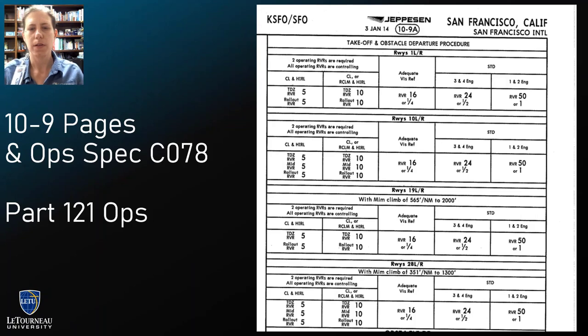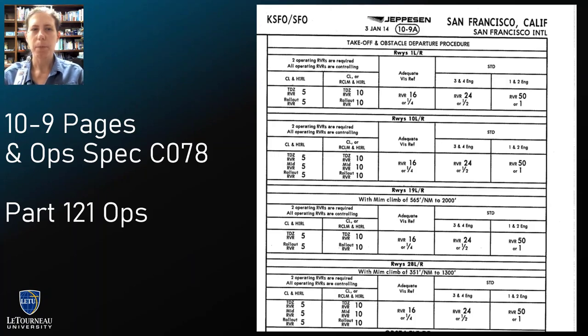Today, I want to talk about the 10-9 page and OpSpec C078 and takeoff minimums for Part 121 operators. I just recently uploaded a video all about Part 91 takeoff minimums, and we looked a little bit at this page, the 10-9 page from Jeppesen. And this is an old chart. Please don't use this for navigation or anything like that.